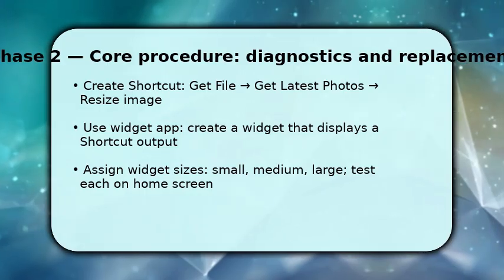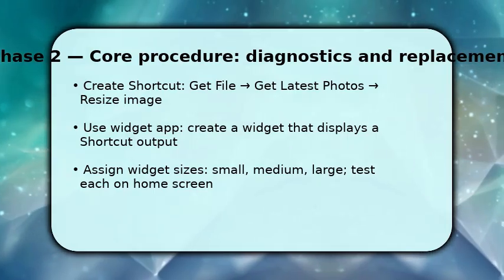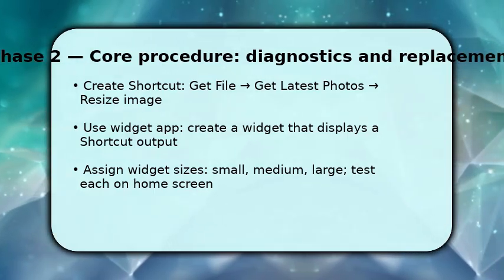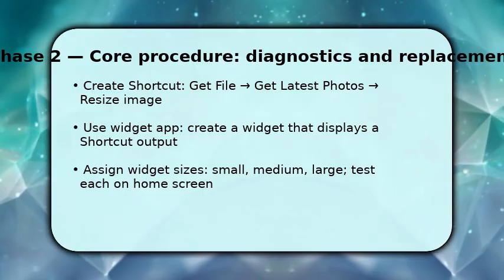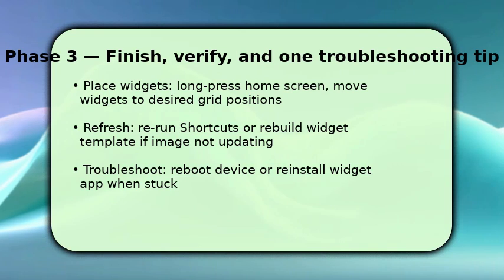Test sizes and spacing. Tweak image alignment so your aesthetic looks balanced across icons and folders. You finish by arranging and polishing. Place widgets precisely, then add transparent icons or matching wallpapers for cohesion.